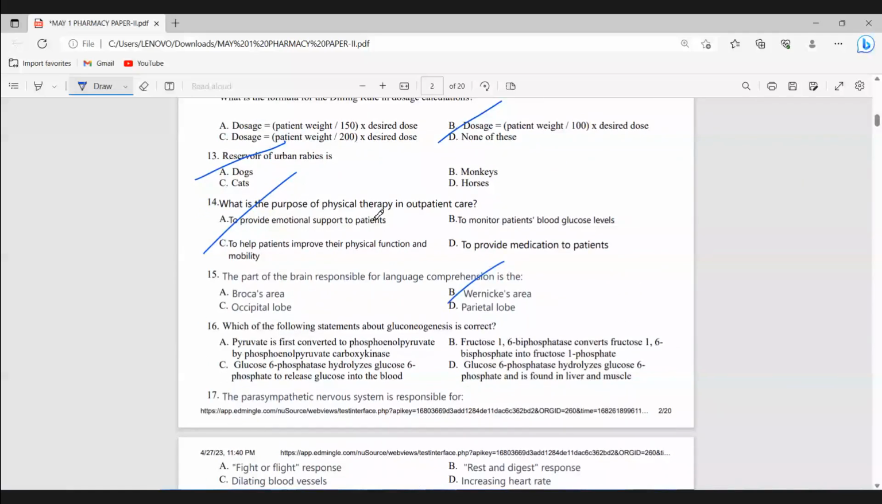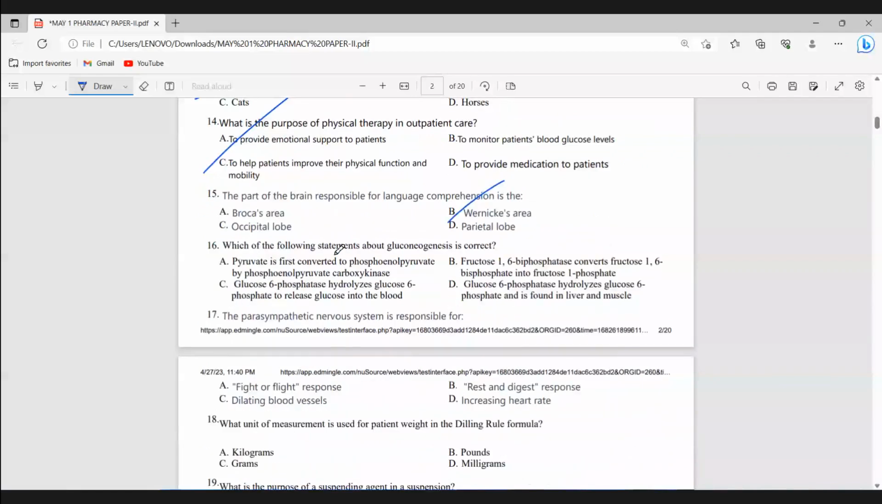Then 16th. Which of the following statements about gluconeogenesis is correct? Pyruvate is first converted... No. Option C is correct. Glucose 6-phosphatase hydrolyzes glucose 6-phosphate to release glucose into blood.